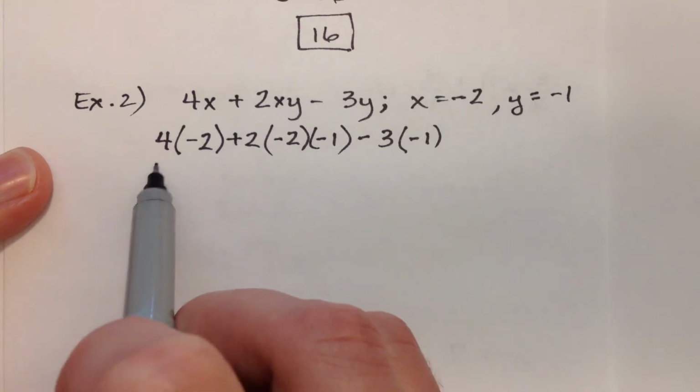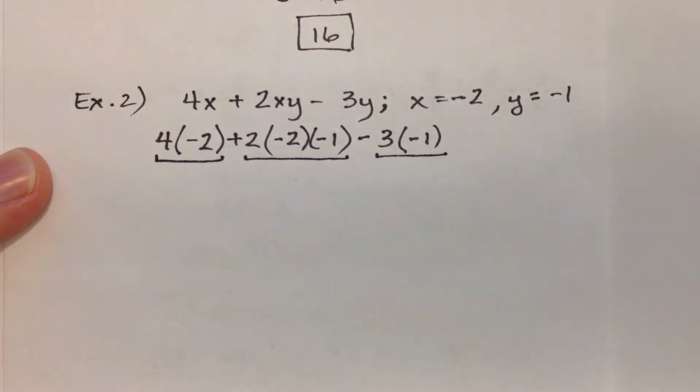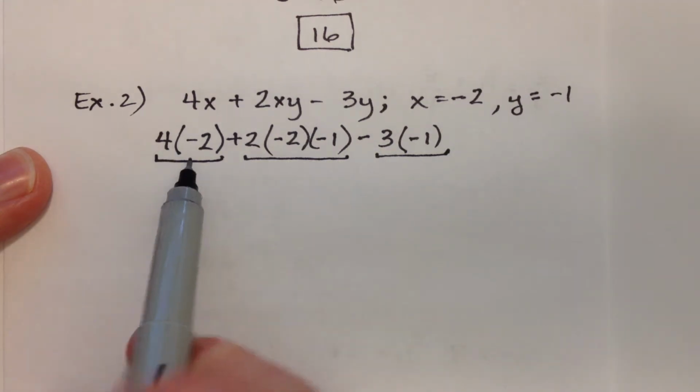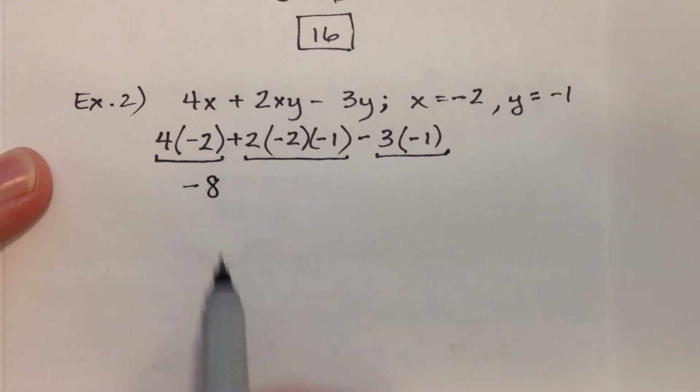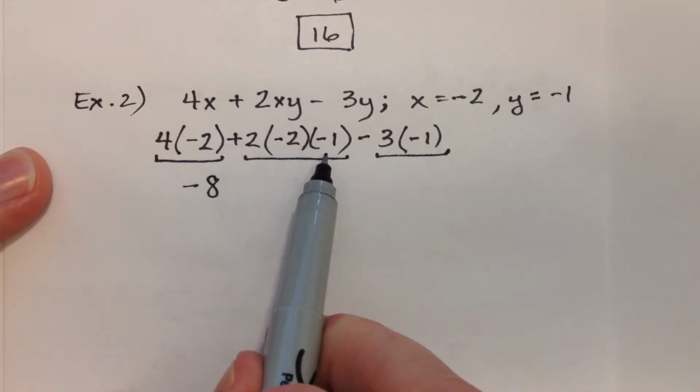So again, now it just looks like a matter of order of operations, which I have a few multiplications here to deal with. So our first multiplication is 4 times negative 2, which will give me a negative 8. The next one is 2 times negative 2 times negative 1.